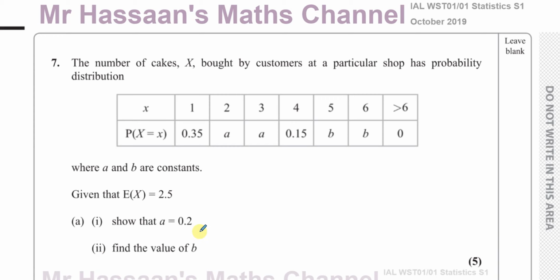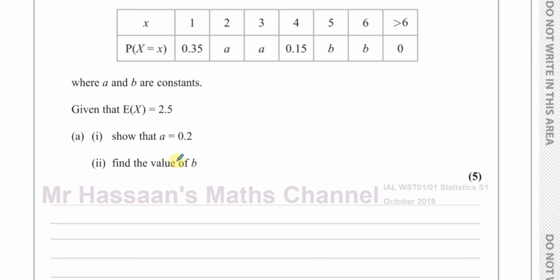Okay, now, what we should know about a probability distribution table is that the sum of all the probabilities in the distribution must always equal 1. So that's how we can start with this. I know that the sum of all these probabilities is equal to 1, so I can say 0.35 plus 2a plus 0.15 plus 2b, that's going to be 0.5, is equal to 1. Okay, so we have 2a plus 2b plus 0.5 is equal to 1.